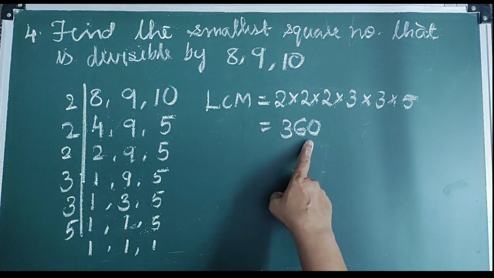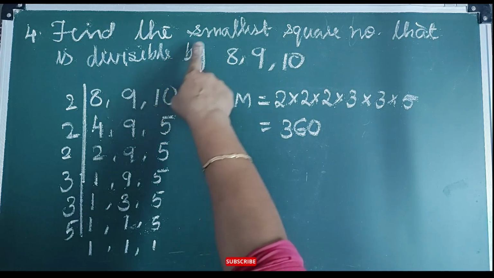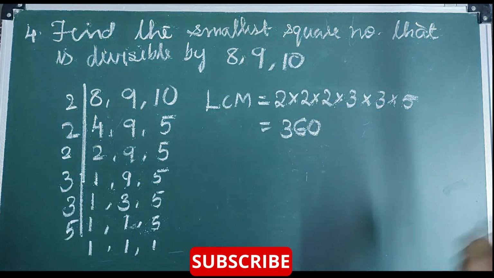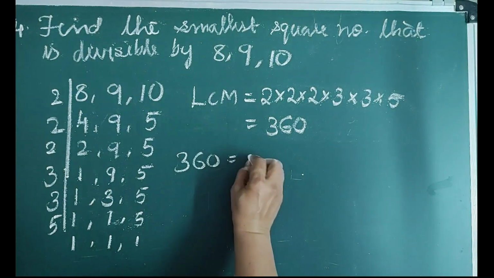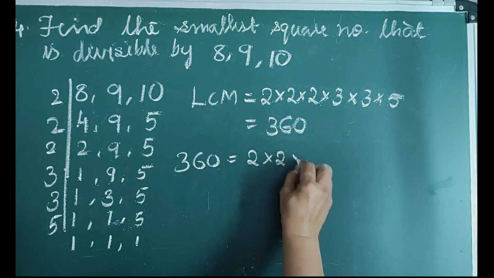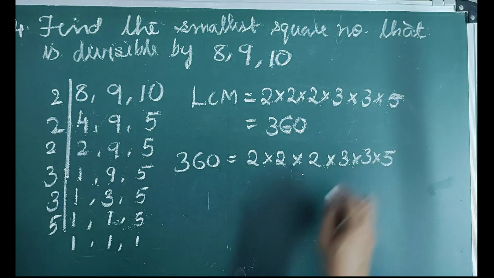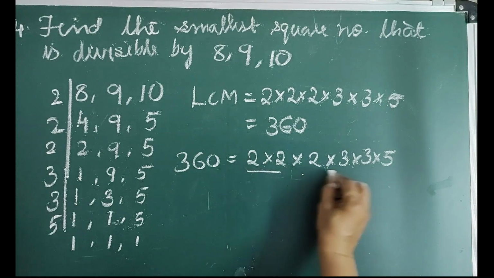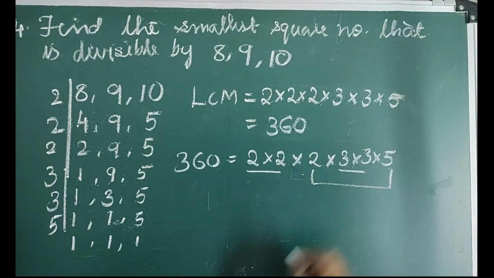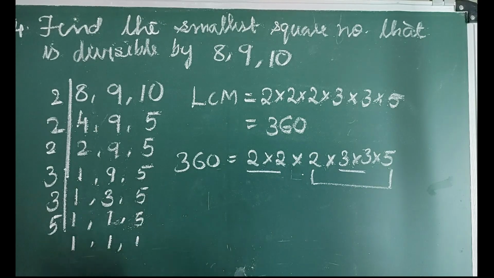But we know this 360 is not a perfect square. Here we have to find the smallest square number. Now, prime factorization of 360 is 2 into 2 into 2 into 3 into 3 into 5. We see that prime factors 2 and 5 are not in pairs. Therefore, 360 is not a perfect square.